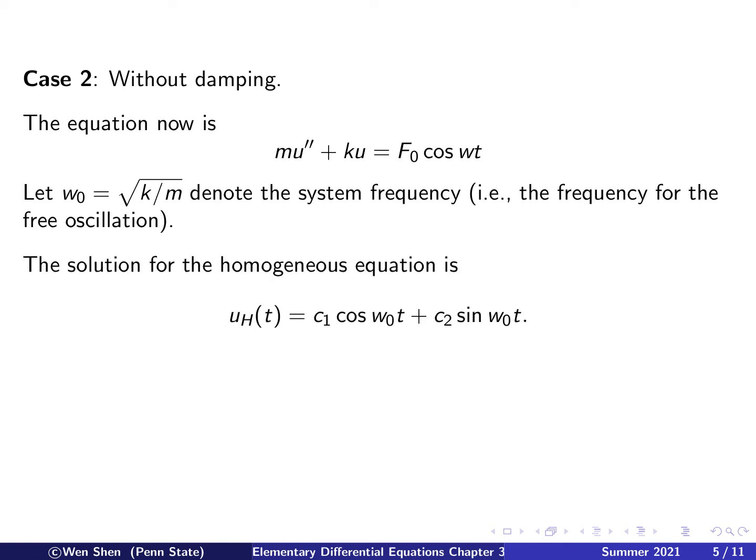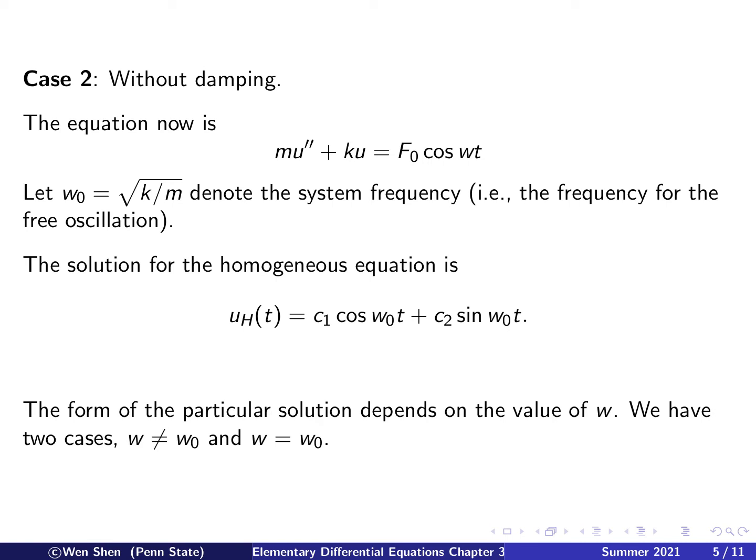Okay, so for this problem, the solution for the homogeneous equation can be written as a linear combination of cosine and sine of w naught t. So cosine w naught t, sine w naught t, and C1 and C2 are two arbitrary constants. Now we need to find the form of the particular solution.